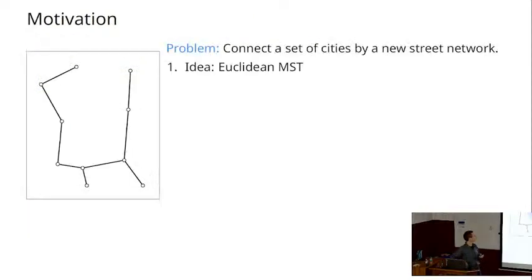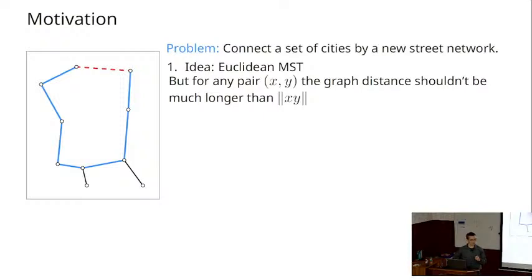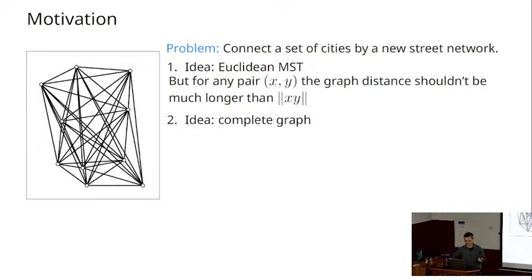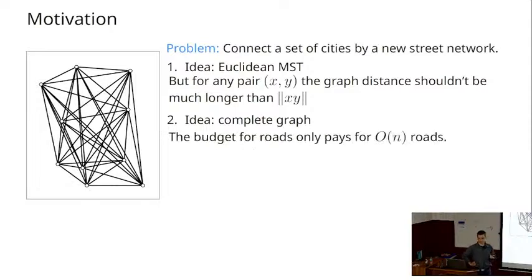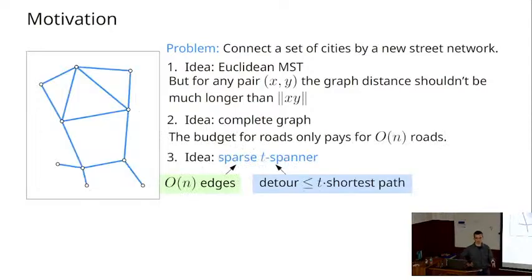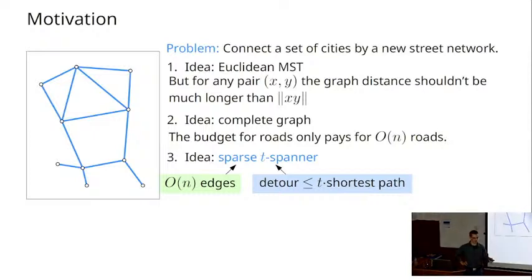Just again more abstractly, we have a set of points. We want to connect them in a way that we have short detours. The minimum spanning tree connects them, but detours can be very long. The complete graph would connect them, but we don't want to build that many roads. So what we're interested in is a sparse t-spanner, sparse saying we want to have a linear number of edges, and t-spanner saying that we have a small detour.